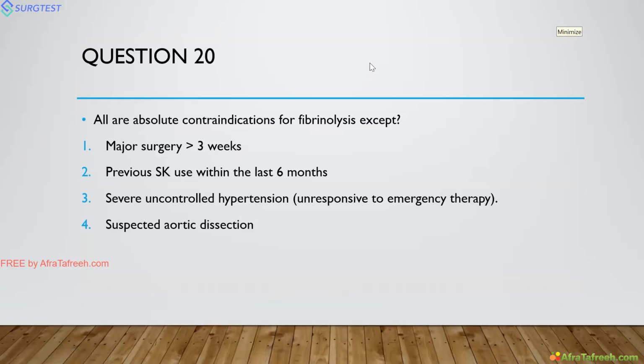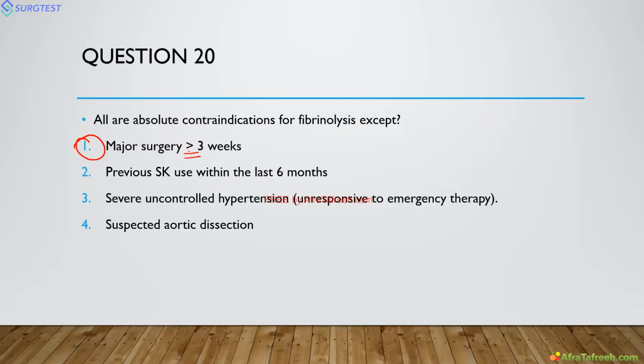You should know which is an absolute contraindication and which is a relative contraindication. One of you answered correctly. All are absolute contraindications except one. I see major surgery more than 3 weeks. Actually, major surgery less than 3 weeks is a relative contraindication. I have made this "more than," so this is not a contraindication at all. Major surgery less than 3 weeks is a relative contraindication.